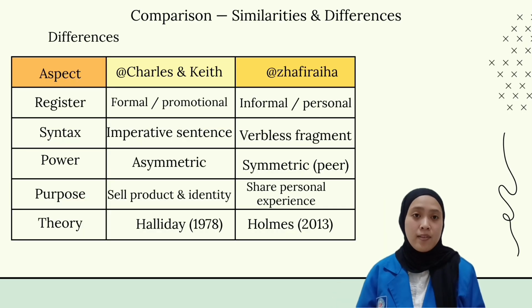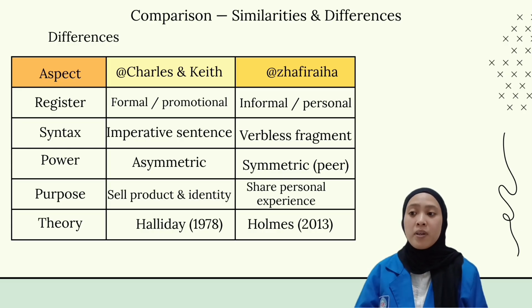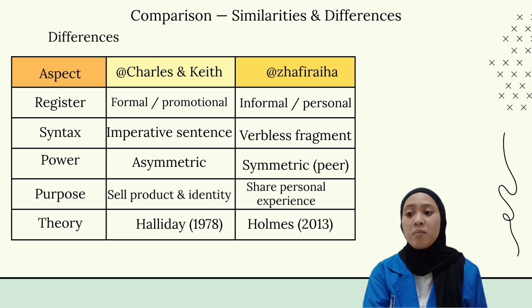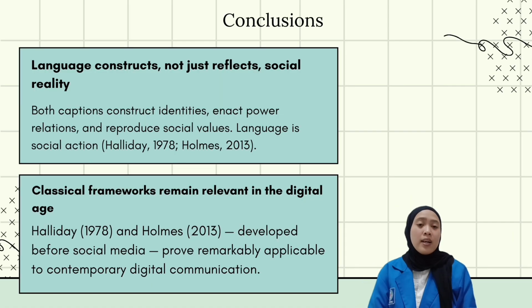And these are the differences of the two examples. Aspect, register: Charles and Keith is formal and promotional; Zafira is informal and personal. Syntax: Charles and Keith uses imperative sentences; Zafira uses verbless fragments. And power: Charles and Keith is asymmetric and Zafira is a symmetric peer. And purpose: Charles and Keith sells product and identity; Zafira shares personal experience. And theory: Charles and Keith, Halliday, 1978; Zafira, Holmes, 2013. This is the conclusion.